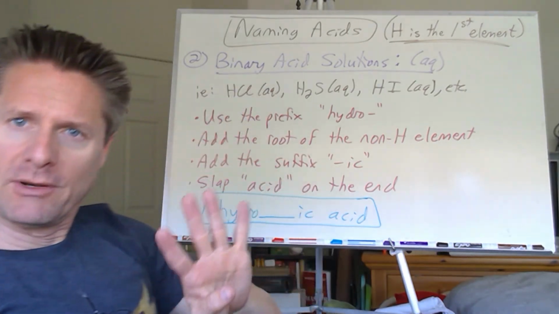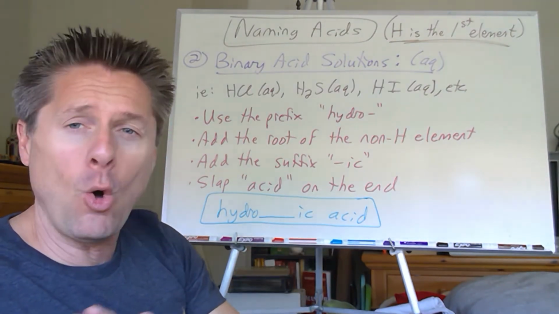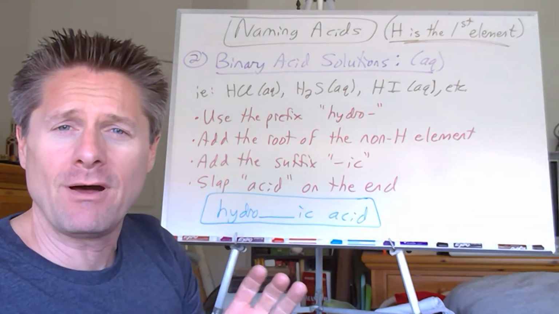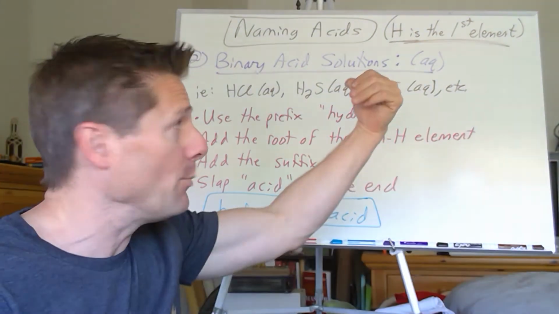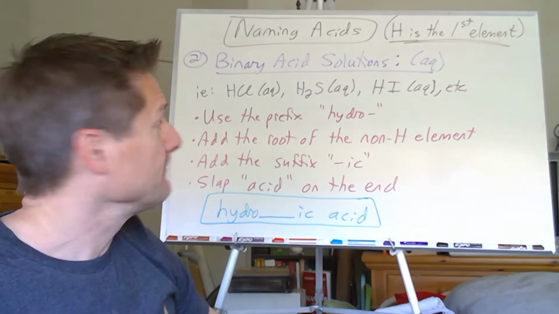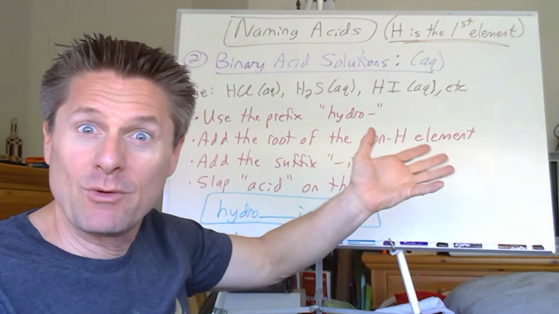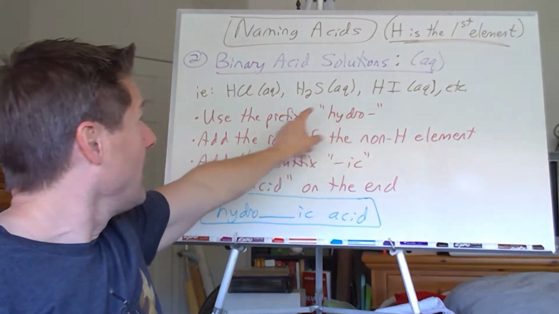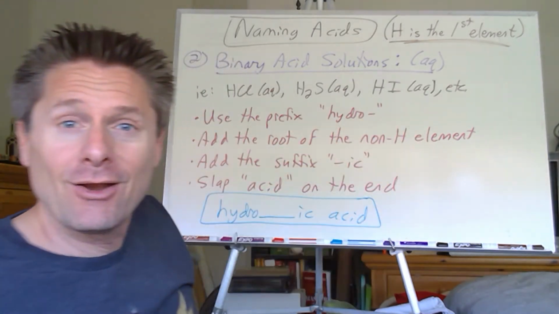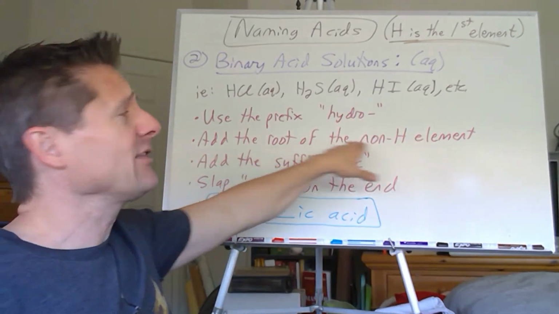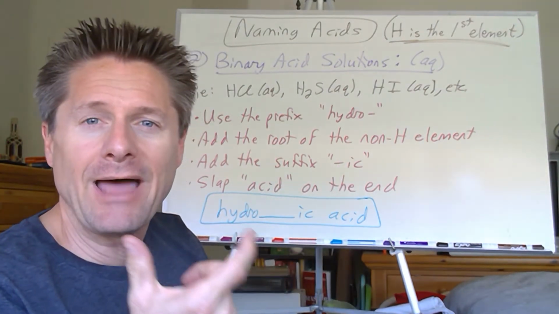So there are four parts to it. Ready? We're going to use the prefix hydro. This is the only category of compounds that has the prefix hydro. So if you see something that starts with hydro, boom, you know it's a binary acid solution. Then we're going to take the root, because they all start with hydrogen, so the only difference in the name would be the non-hydrogen element, right? In this case, the chlorine here, the sulfur there, the iodine there. So: hydro, then the root of the non-hydrogen element.